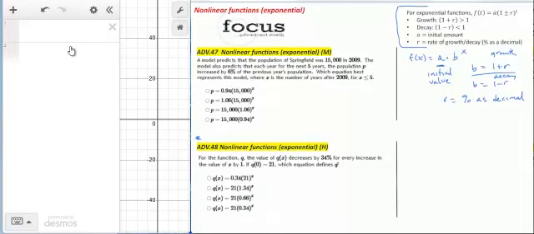So 1.3 would be a 30% change. 1.03 would be a 3% change of growth. And if you're decaying or reducing, it would be 1 minus. So 0.7 is 1 minus 0.3, meaning it's a 30% drop. And 0.97 would be a 3% drop, right? It's 1 minus 0.03. And so that b value is going to be the growth or decay factor, and then the power of x. Okay?